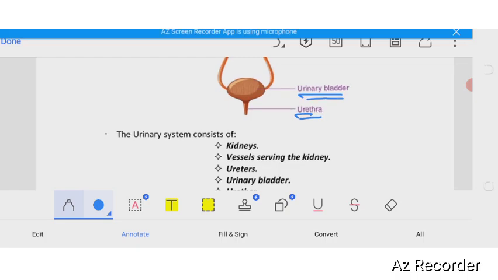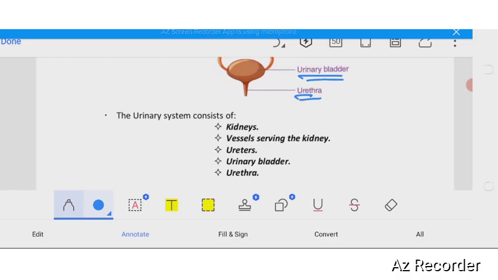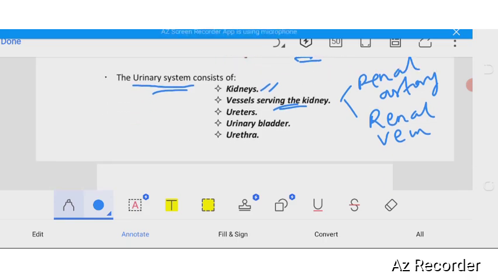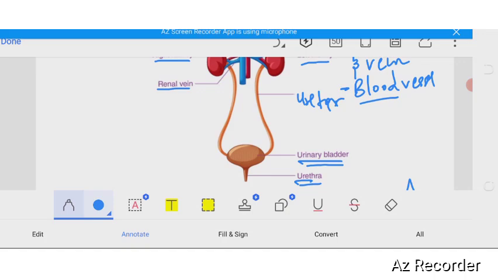When we move down, it's just what I've taken you through again. The urinary system consists of, number one, kidneys. Number two, blood vessels serving the kidney, and when it comes to blood vessels, we are talking about the renal artery and the renal vein. From there, we go straight to the ureters, urinary bladder, then urethra. These are the five main components of the urinary system.